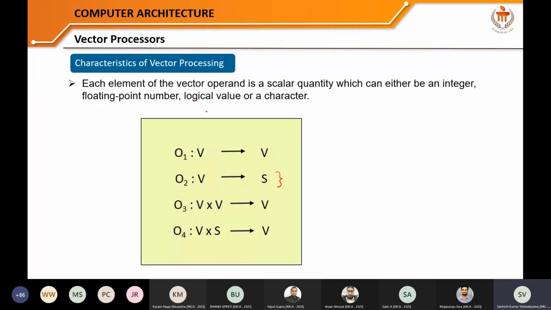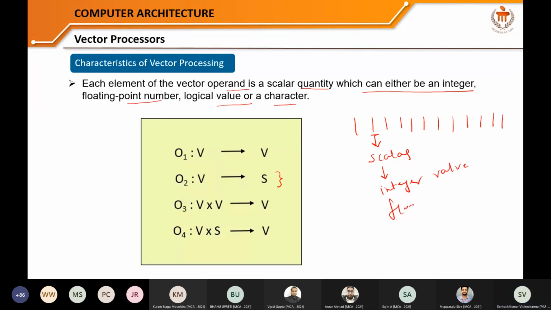So each element of the vector operand is a scalar quantity, which can be an integer, a floating point number, a logical value, or a character. This is very important: although you are going to have a bunch of vector registers of some length, each element corresponds to a scalar. And what do we mean by scalar? The scalar may be an integer value, a floating value, a logical value, or a character.